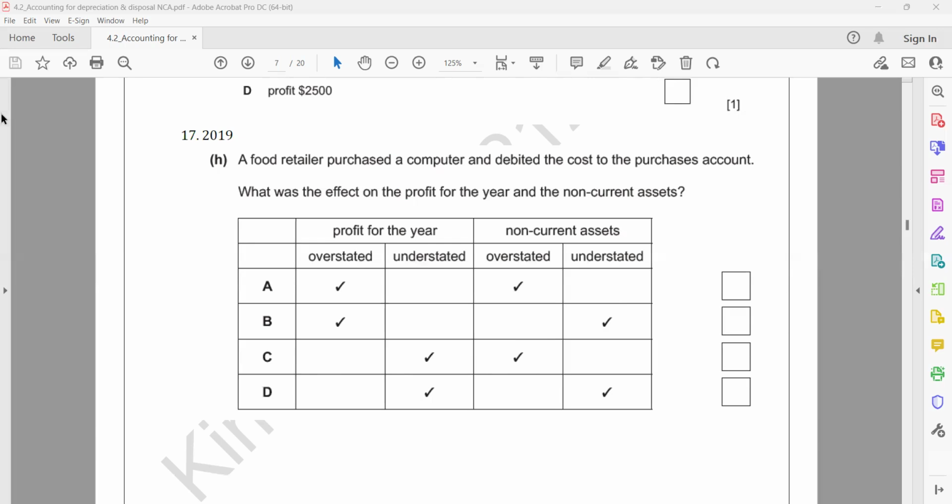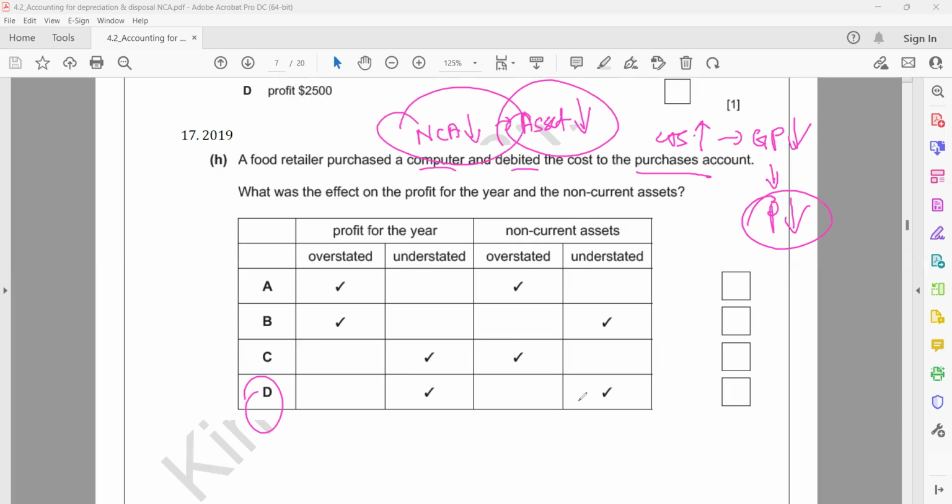Okay, 17. A food retailer purchased a computer and debited the cost to purchases. This is a cost of sales. This is a non-current asset. What was the effect on the profit for the year? This one accidentally went to purchases. Cost of sales will increase. When cost of sales increases, gross profit decreases. Gross profit decreases, so profit will decrease. Non-current asset will be understated. So what's your answer? D. Profit understated, asset understated. So both are understated.